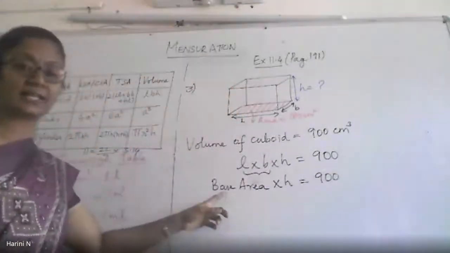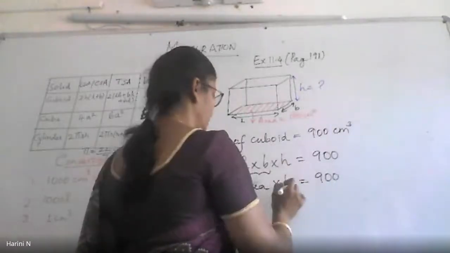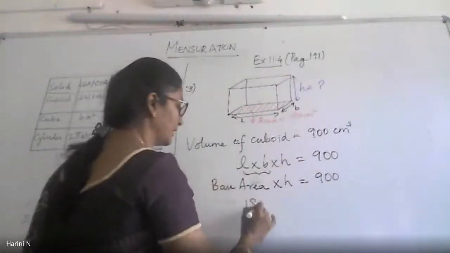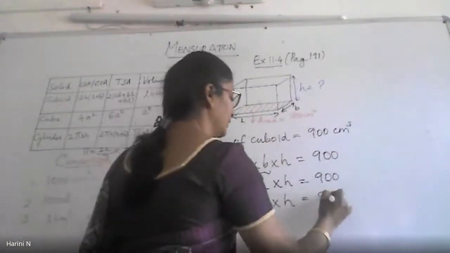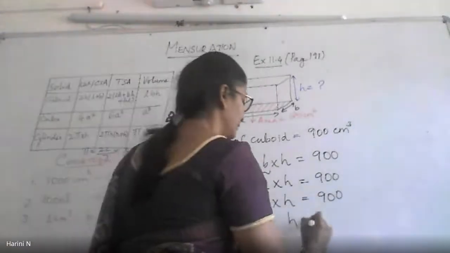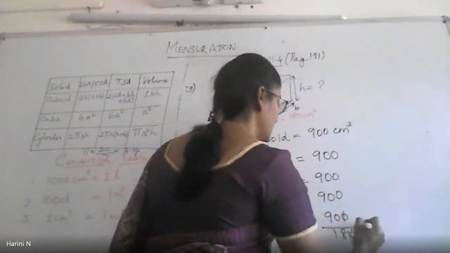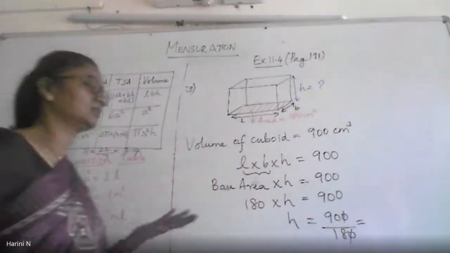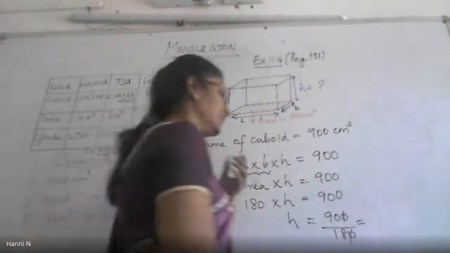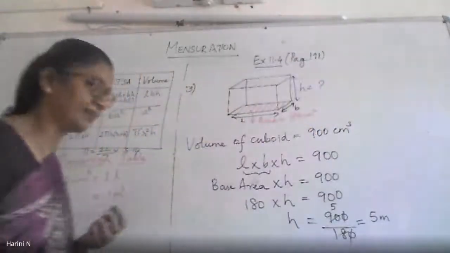So they are asking what the base area is. Sorry, the base area is given as 180, and you are asked for the height. So in the place of base area, you substitute 180 into H is equal to 900. What I want is the height of the cuboid. So height will be, transpose the 180 to the other side, multiplication will go as division. So 180 in the denominator, cancel the zeros. 18, how many times is 90? 18 fives are 90, five times. So your height of the cuboid will be 5 meters.